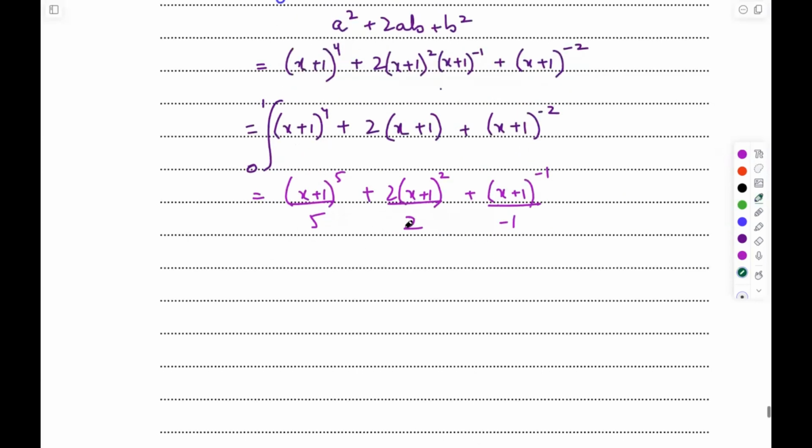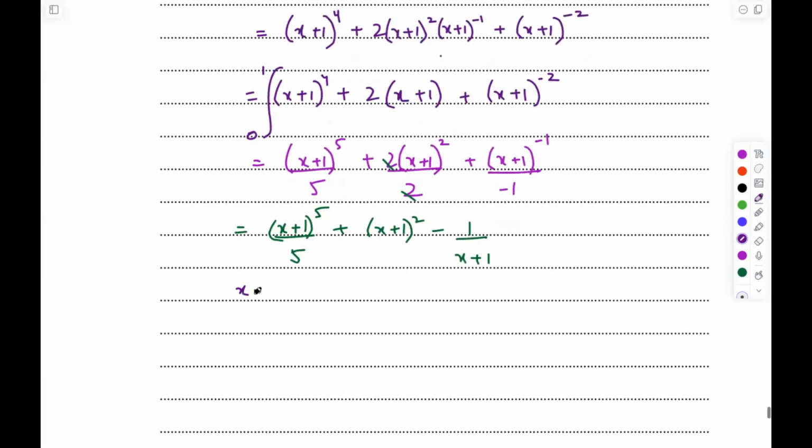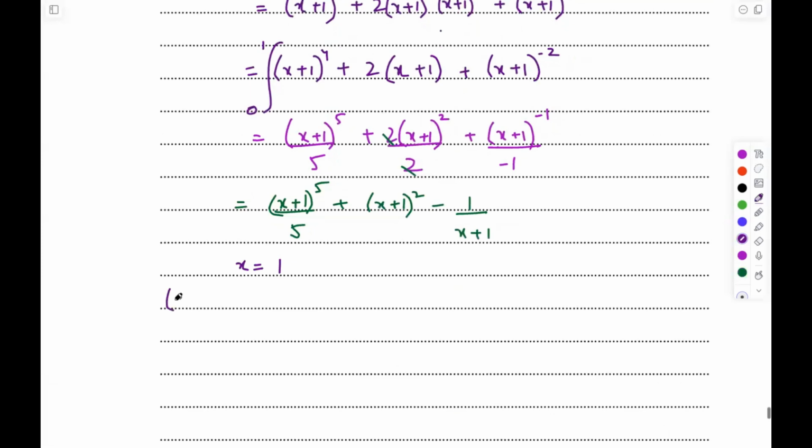We can simplify this, so the 2 and 2 will cancel out. We can write this as (x+1)^5 upon 5, plus (x+1)^2, and this will become minus 1 upon x plus 1. Now substituting the limits, which were 1 and 0. In the first instance, substituting x equals 1, we will get (1+1)^5 upon 5 plus (1+1)^2 minus 1 upon 1 plus 1, which is 2. And we'll subtract it from the lower limit, which is 0.